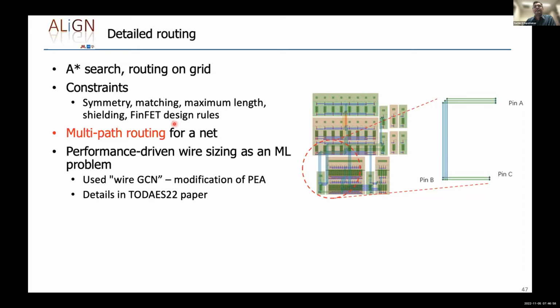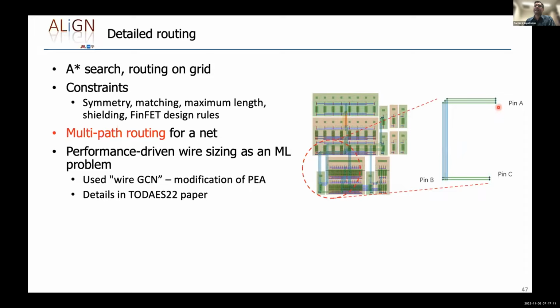One of the things that happens in FinFET designs, especially in lower metal layers, is that you're required to work in multiples of a wire pitch. So there are times when the wire resistance is too large and it can cause performance degradation. So in those cases, you need to use multiple parallel wires in order to achieve effectively a wider wire size. So again, we've used an ML-based approach, which modified the P network, the graph neural network that I talked about earlier, to create a so-called wire GCN. And this was used to perform wire sizing and routing for a larger circuit.